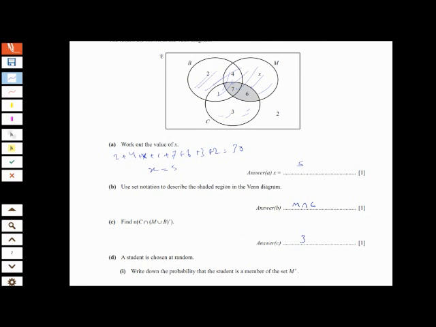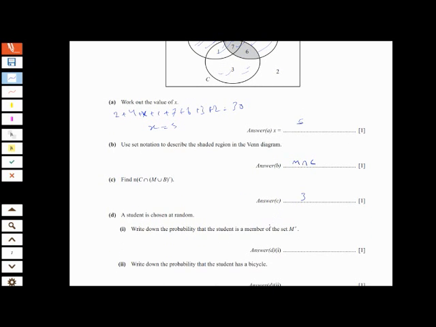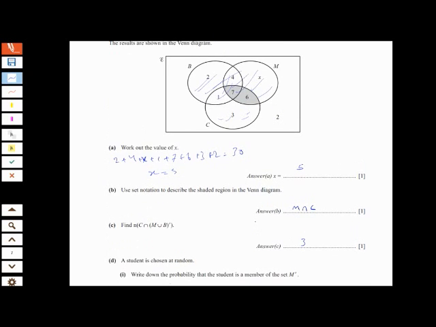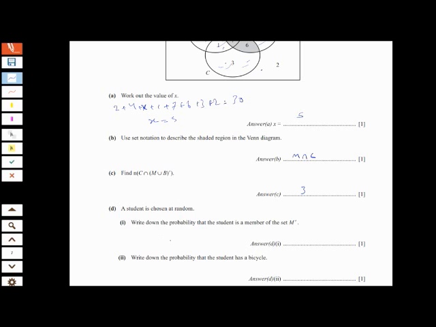And now a student is chosen at random. Write down the probability that the student is a member of set M not. Now just count the outside of M, which is 2, 1, 3, and 2. That's 7, 8. And the total number is 30, so 8 over 30. That's the probability, 8 over 30.